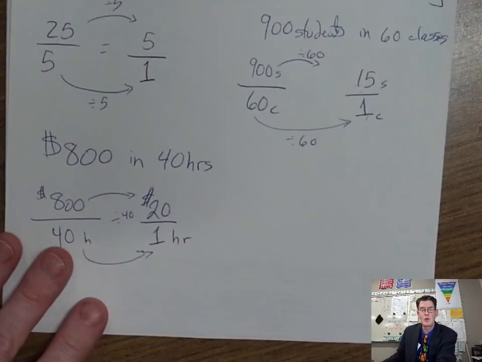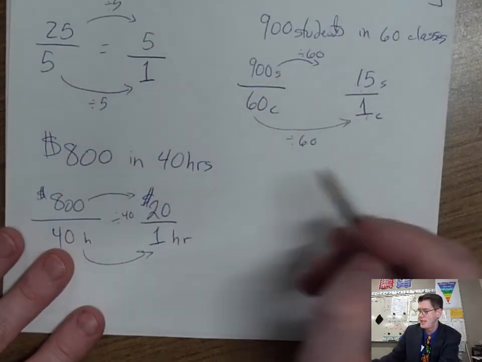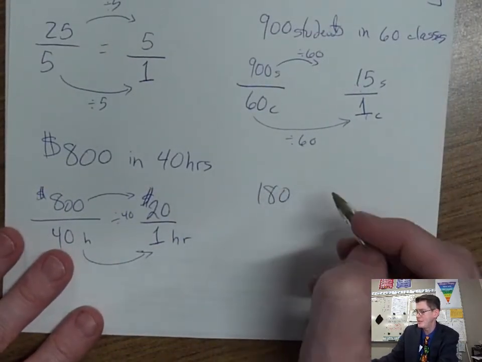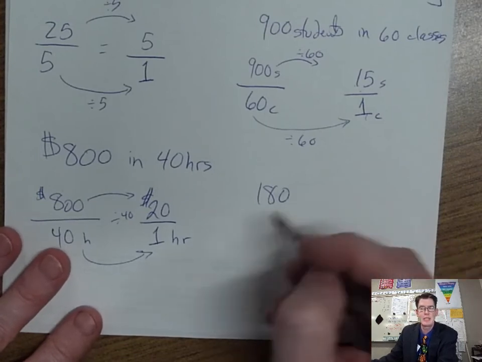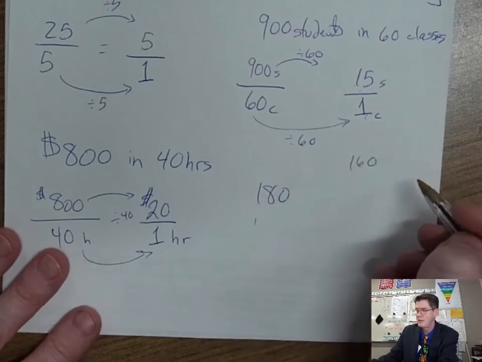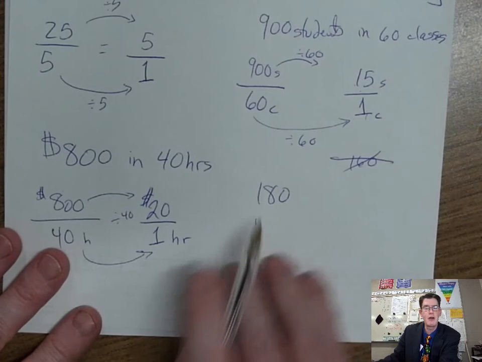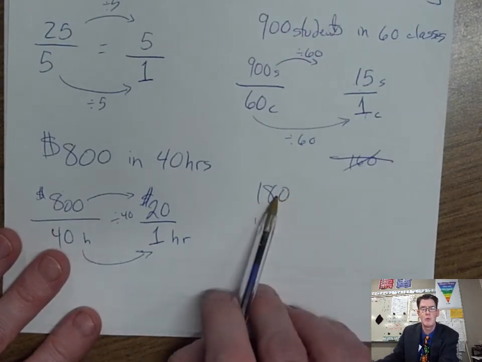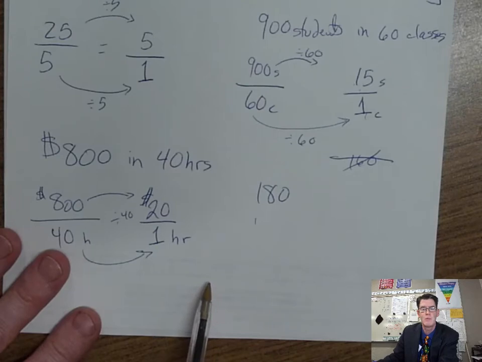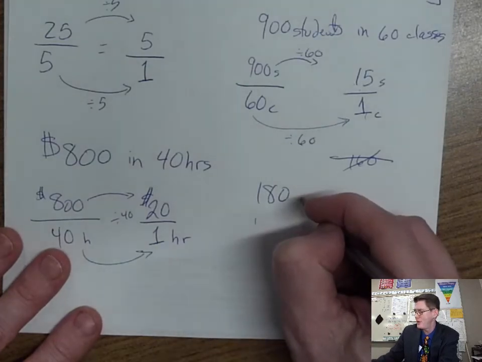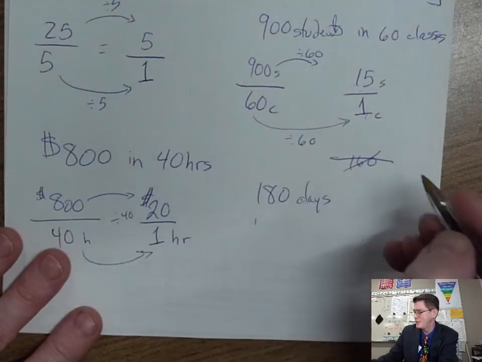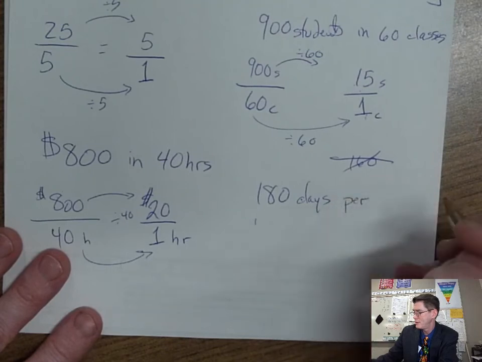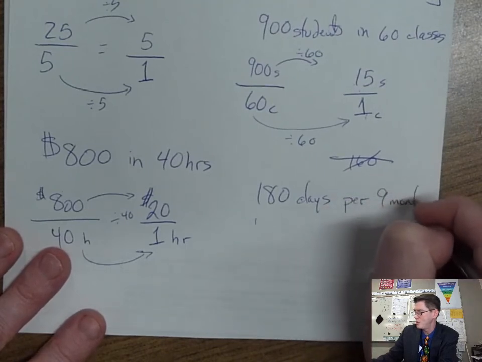And what if we're in school for 180 days? This year we're not. Let's see, it's more like 160 this year. But 180 days. The other 20 are those Fridays where we're home doing schoolwork at home. Let's say in 180 days per 9 months of school.